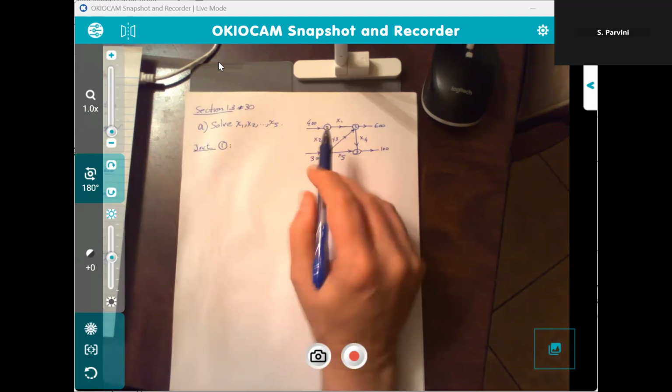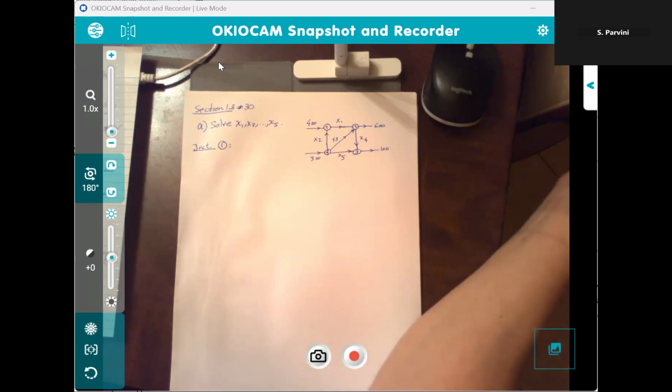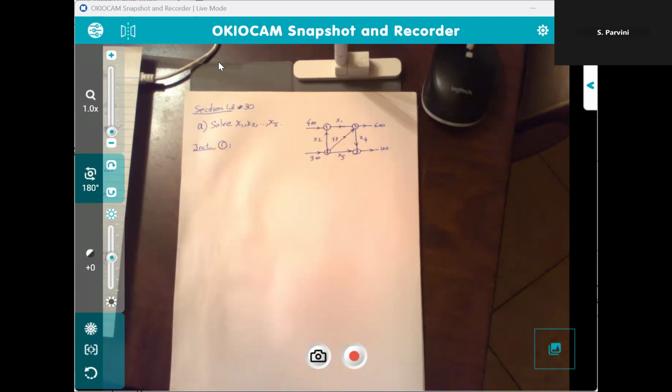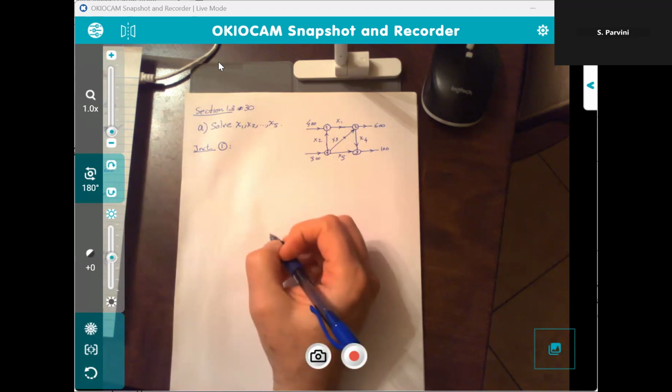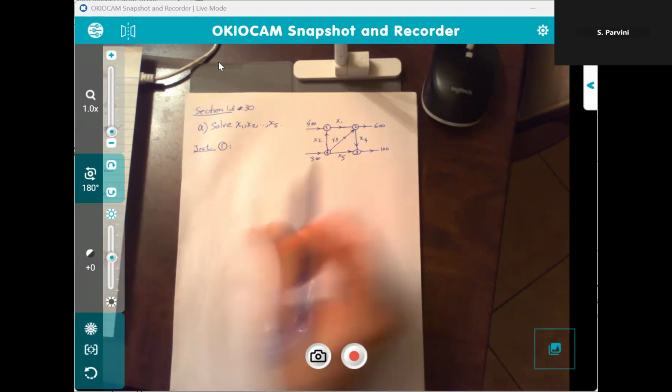What do you think the equation would be for junction 1? Anyone? x2 plus 400 equals x1. Excellent. Thank you very much, Ariana. Everyone okay with that one? Remember, at every junction, the flow in should equal the flow out.